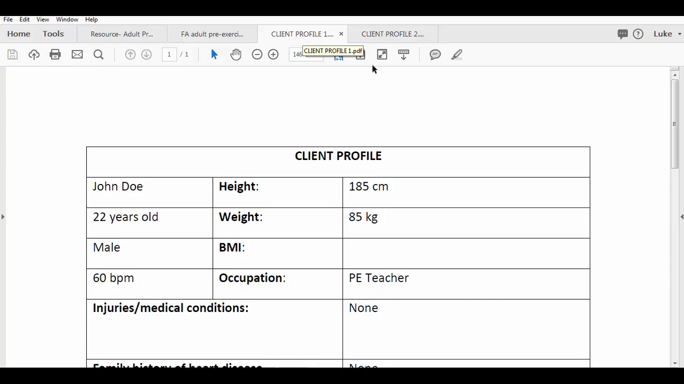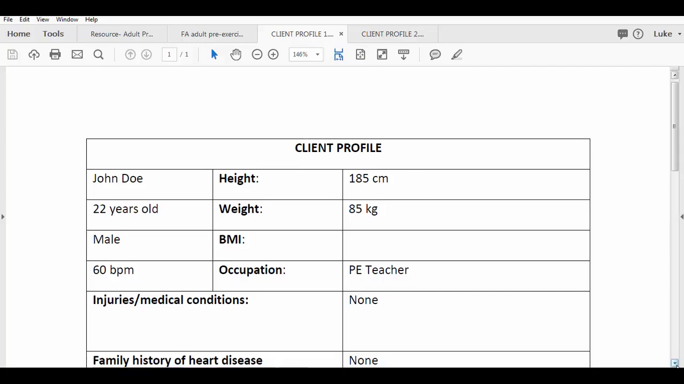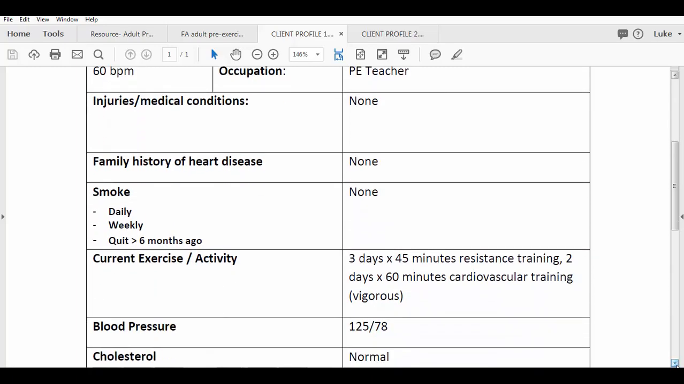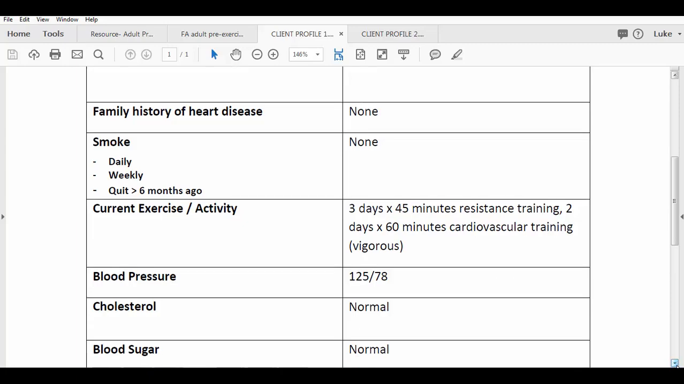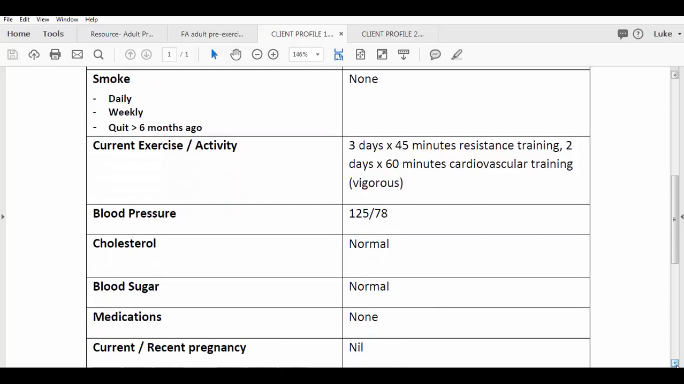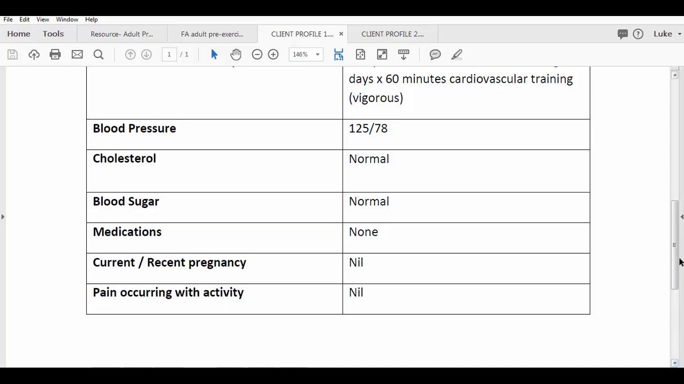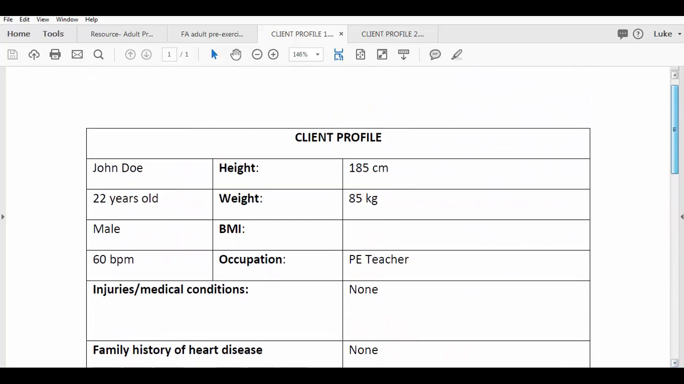They're a PE teacher, so they're relatively active. No medical or injury conditions to speak of. No family history of heart disease. They don't smoke. 3 days of 45 minute resistance training sessions, 2 days of 60 minute cardiovascular training sessions at a vigorous intensity. Blood pressure 125/78, normal cholesterol levels, normal blood pressure levels, no current medications. Obviously not pregnant, and no pain when exercising. So that's what we're using there.